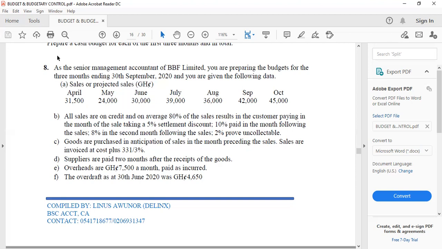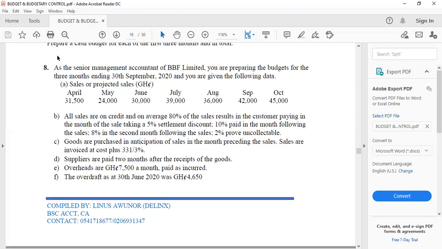Goods are purchased in anticipation of sales in the month preceding the sales. What is the meaning of this? You can't sell before you buy. So the preceding over here can be forward or backward. But you have to think that before you sell, you produce. So if you are going to sell in January, that means you have to buy in December. Because this is production, you can't sell before you buy and produce. Are you okay?